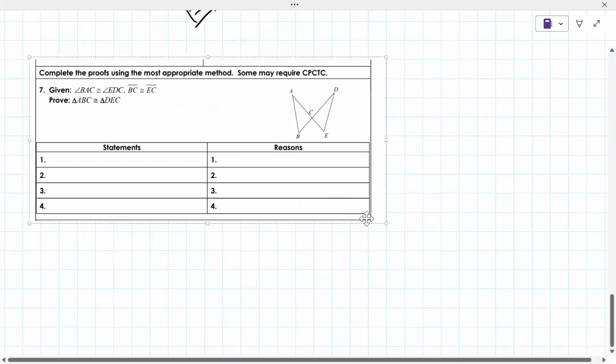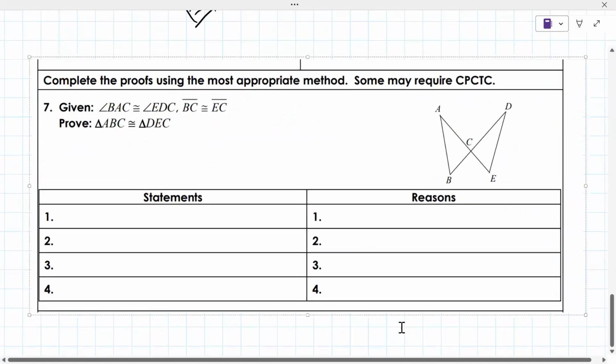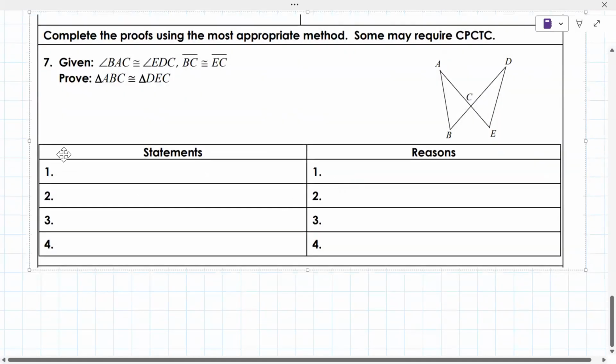Is this the only assignment for the week or just for tonight? No, this is homework. Okay. The only homework.